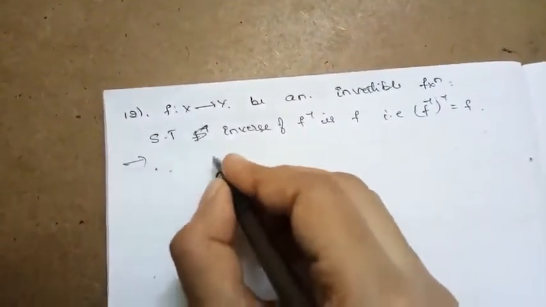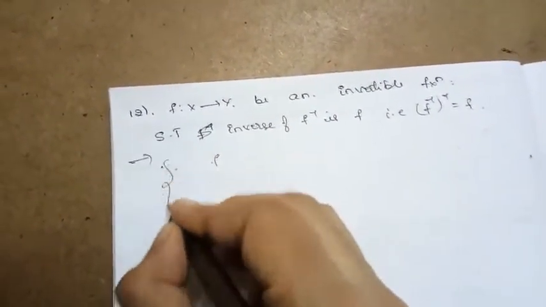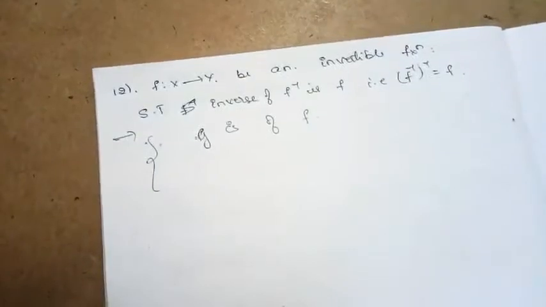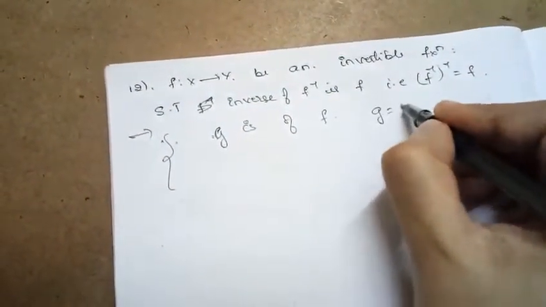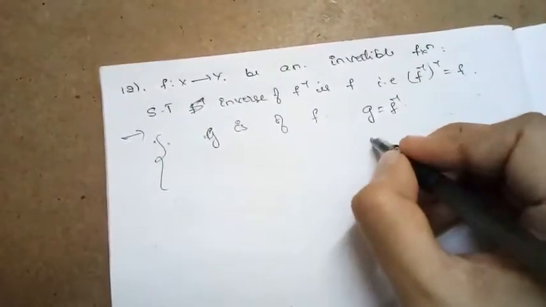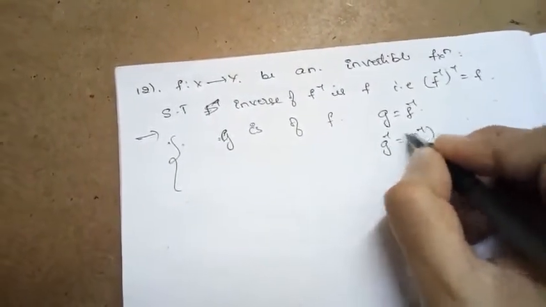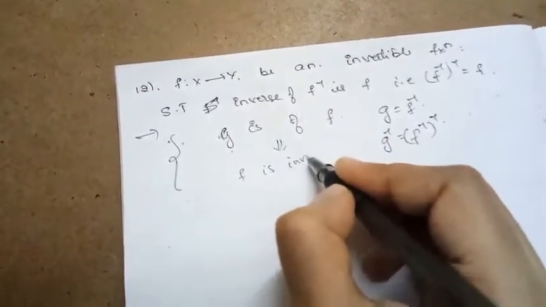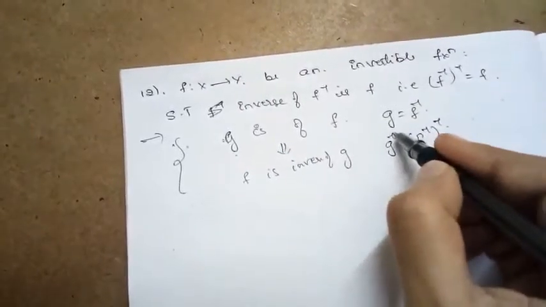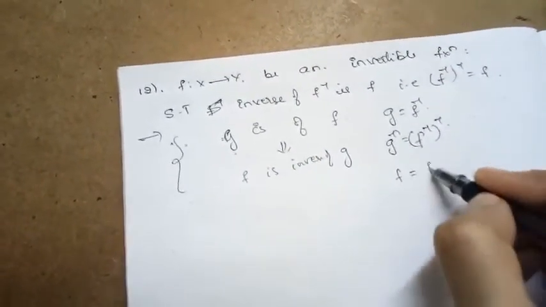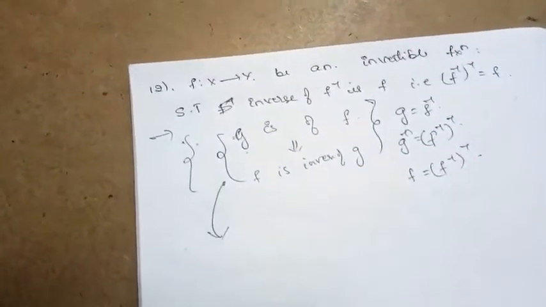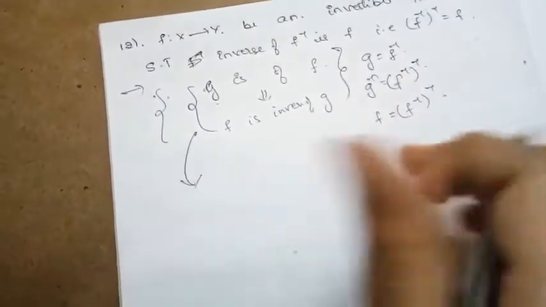As I said, the easiest way of understanding is, suppose g is the inverse of f, then g is equal to f inverse. Taking inverse on both sides, f inverse whole inverse becomes: if g is the inverse of f, it also implies f is the inverse of g. So g inverse is nothing but f, so f inverse whole inverse is equal to f. That can be done systematically with the help of mathematical statements.